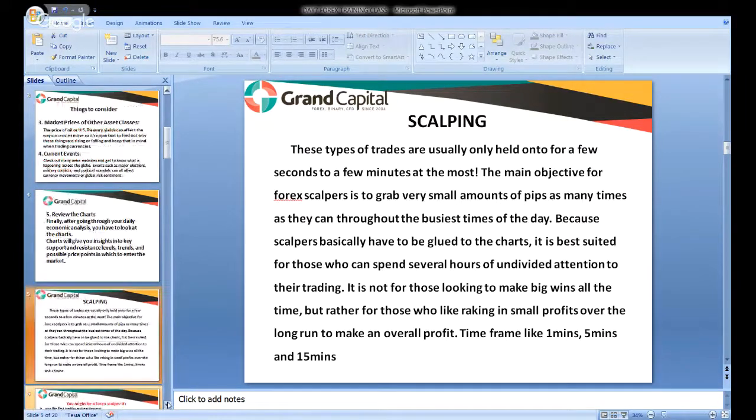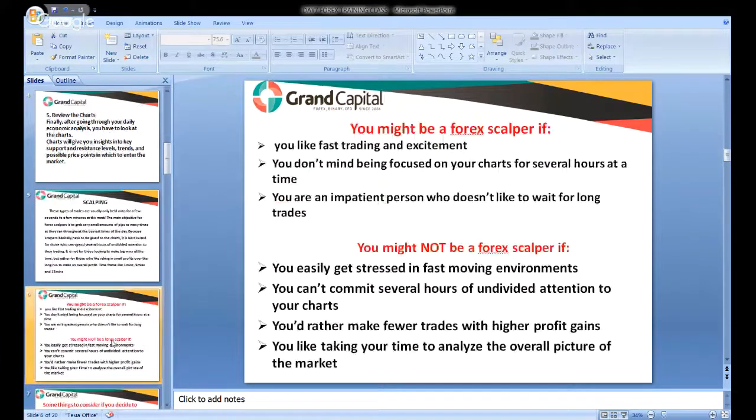So now let's look at what makes you feel that you can be a scalper, if you can actually be a scalper.